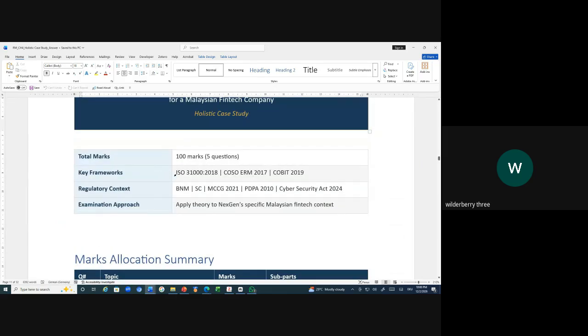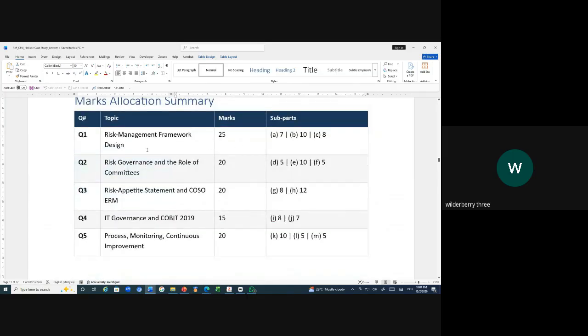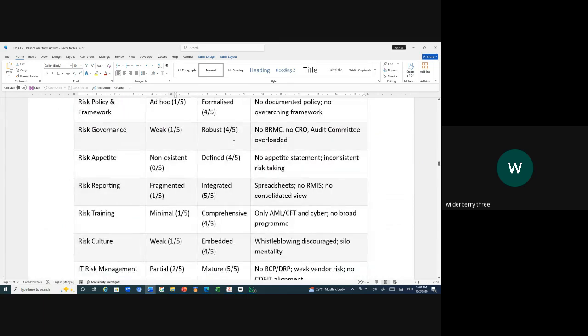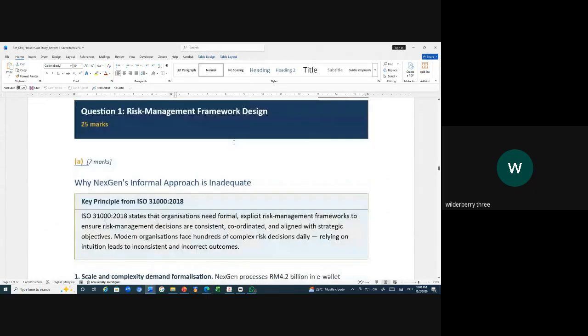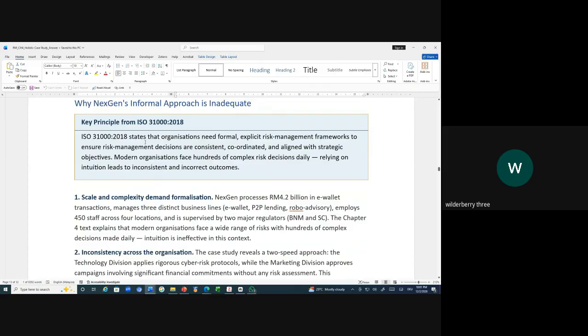You see here the key frameworks referred to: ISO, COSO, COBIT, the regulatory context, Bank Negara, the Securities Commission, then the Malaysian Code of Corporate Governance, then the PDPA, that's the personal data act, and the Cyber Security Act, even the latest edition 2024, which the solutions are referring to. Then you see which question allocates how many marks. That's not that important so far, but then you have the questions.